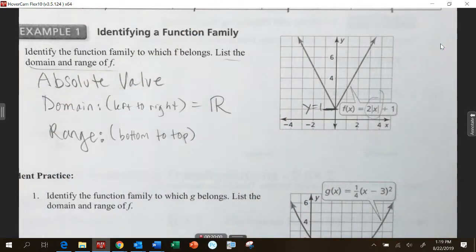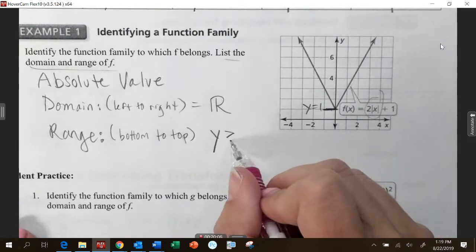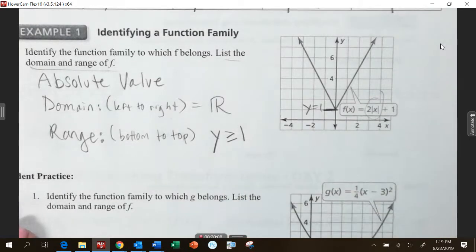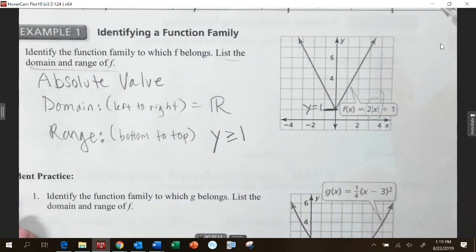Well, wouldn't it be y is greater than or equal to 1? Who just said that? Martin? Yeah. It's going to be y is greater than or equal to 1, because 1 is the lowest amount, and it goes up from there.